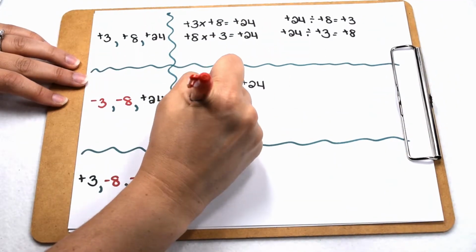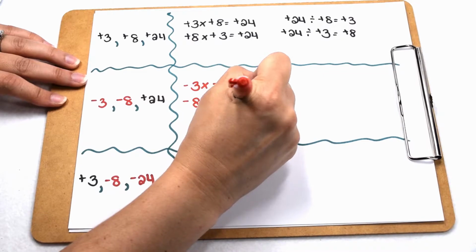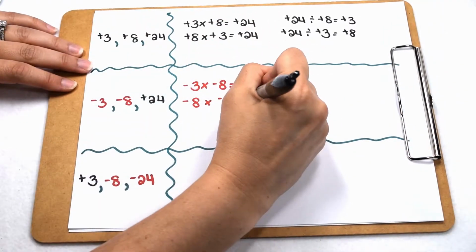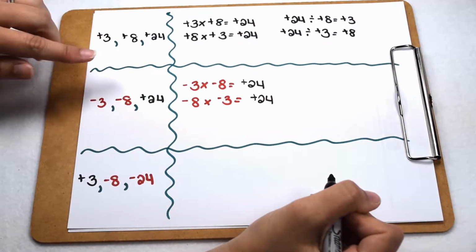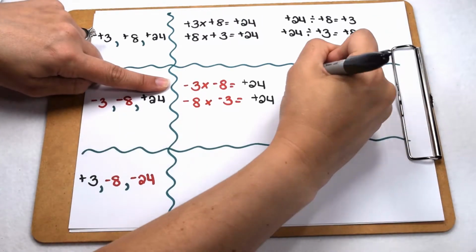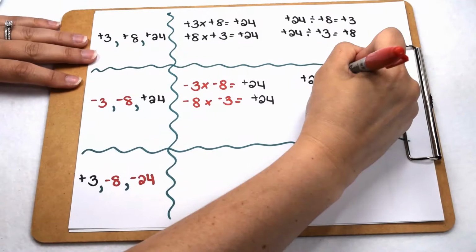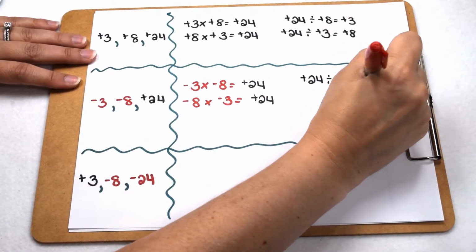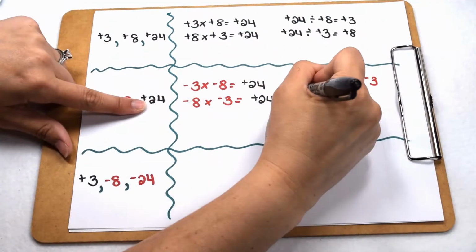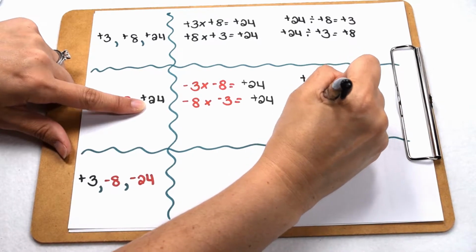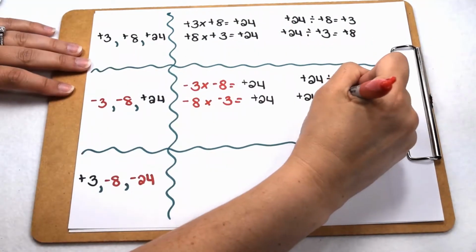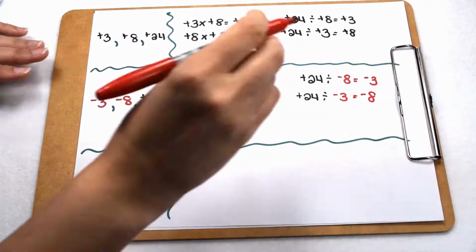Multiplication is still commutative, so I can still change the order and have negative 8 times negative 3 give us positive 24. Division is still the reverse of multiplication, so I can reverse my first statement to give us one of our division facts. Positive 24 divided by negative 8 is going to give us negative 3. Reversing the other statement, we have positive 24 divided by negative 3 to give us negative 8.